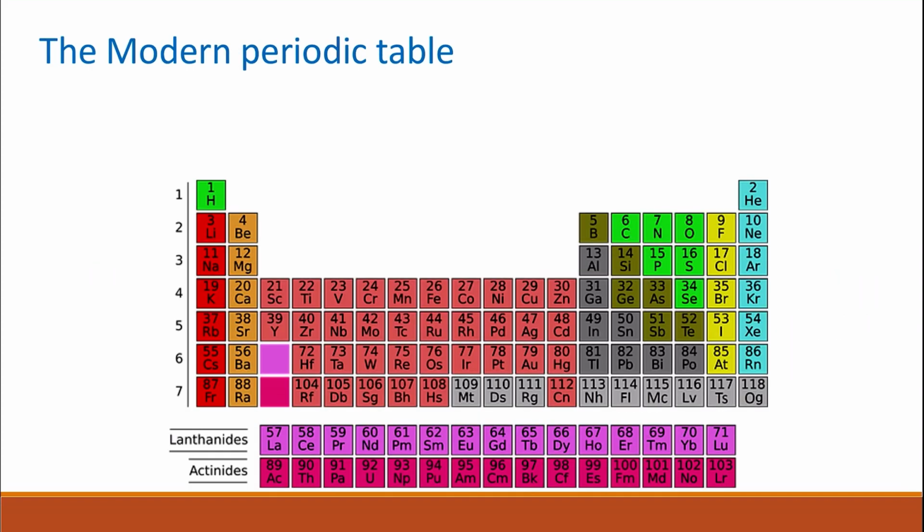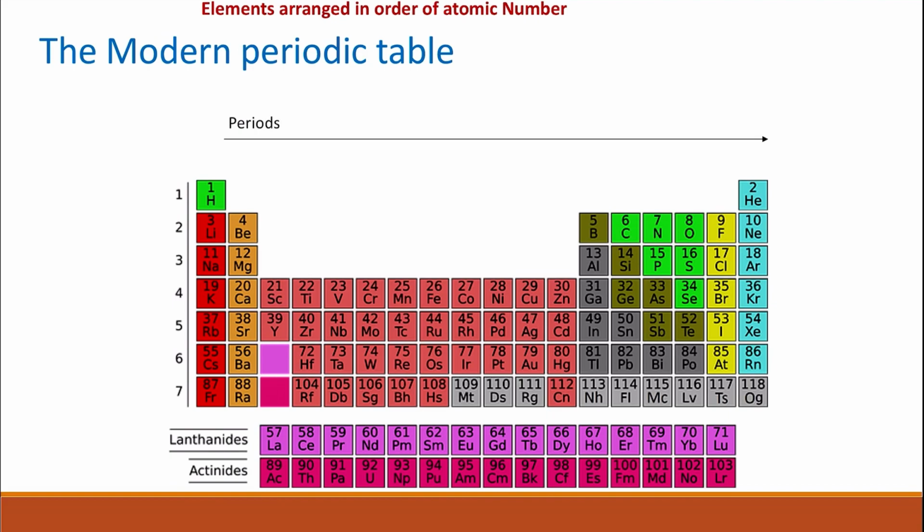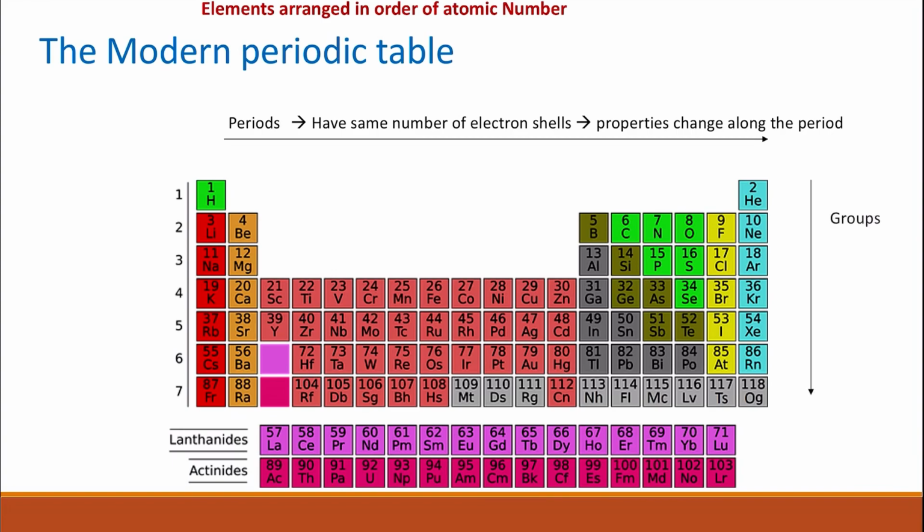And then the modern periodic table is different from Mendeleev's in the fact that elements are arranged now in order of atomic number, not atomic mass. They have been arranged in periods, which are the rows, and the elements in the same period have the same number of electronic shells, but the properties change along the period. However, elements in the groups, which are these columns, have the same number of outer shell electrons, and they have similar chemical properties.